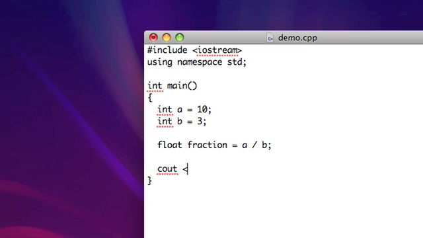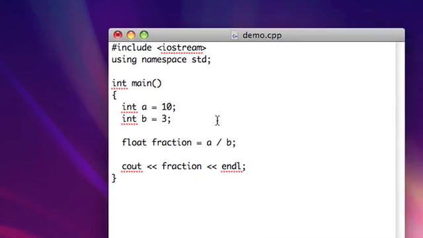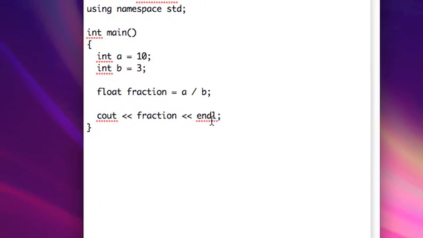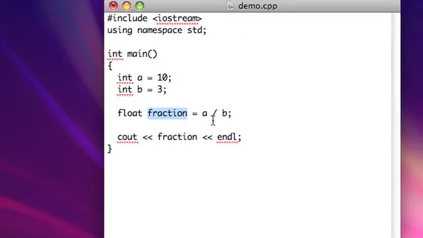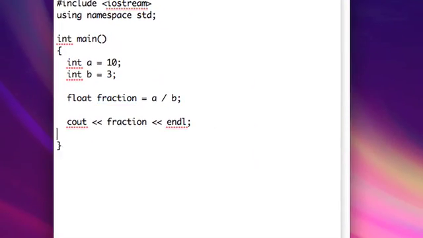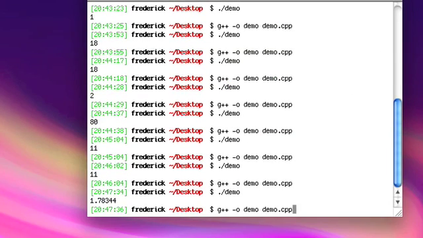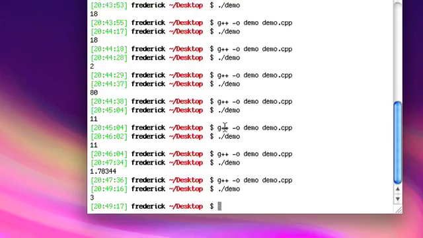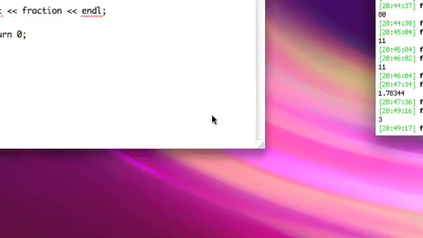I'm expecting this to give me 3.33, I think. 3.33333, 3 and 1/3 is what we're expecting from this fraction. So if we go ahead and do this, what we're going to expect is 3.333, but we're not going to get that. We're just going to get 3.